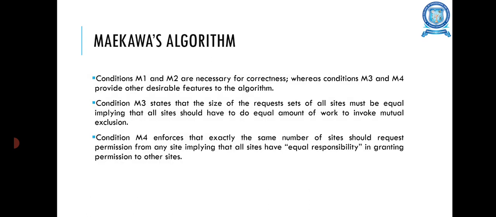The conditions M1 and M2 are necessary for correctness, whereas the conditions M3 and M4 provide other desirable features to this algorithm. Condition M3 states that the size of the request sets of all the sites must be equal, implying that all sites should have the equal amount of work to invoke mutual exclusion. Condition M4 enforces that exactly the same number of sites should request permission from any site, implying that all sites have equal responsibility in granting permission to other sites.